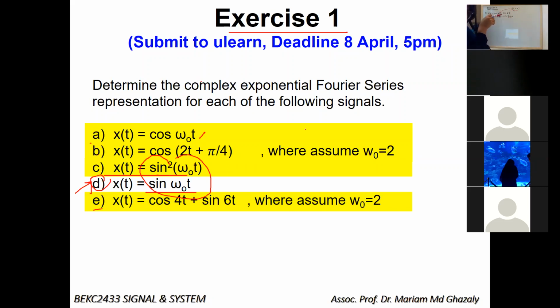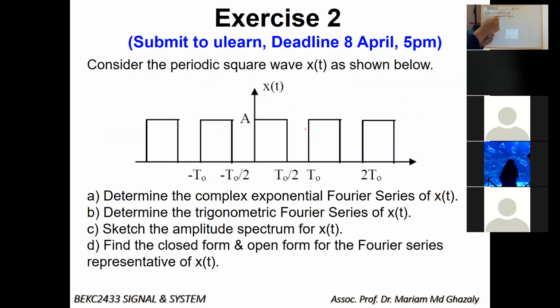Alright, so the last one, exercise 2. Maybe somebody asked the question: what's the difference between the odd signal and the even signal? For the even signal, when you do this question, you're going to integrate from 0 to T over 2. That's the difference. Last time for the odd signal it was from minus T over 4 until T over 4. In this case you're going to integrate only from 0 until T over 2. That's the difference. The other procedure is the same.